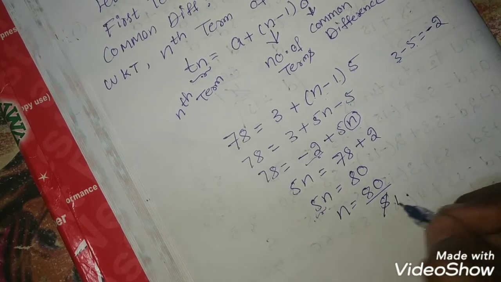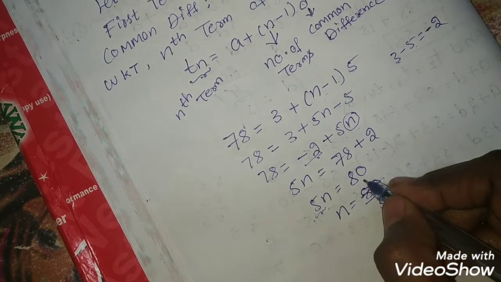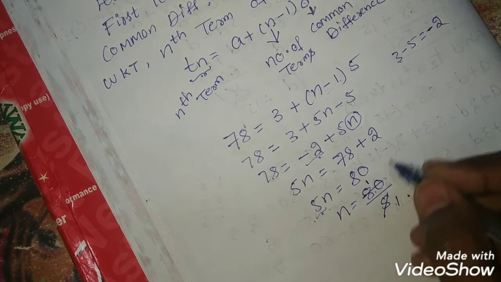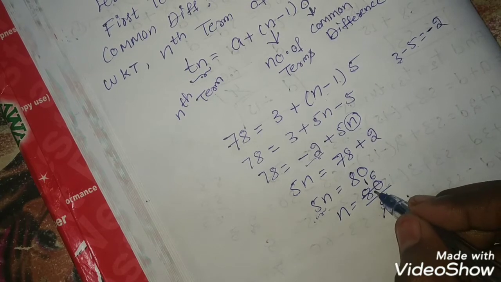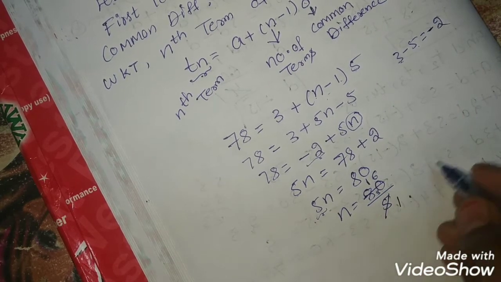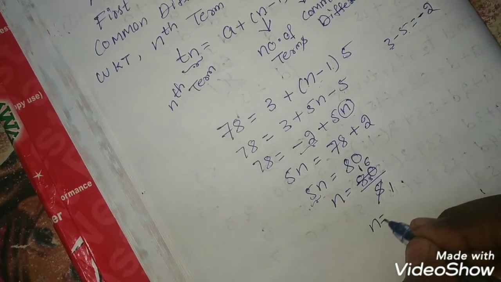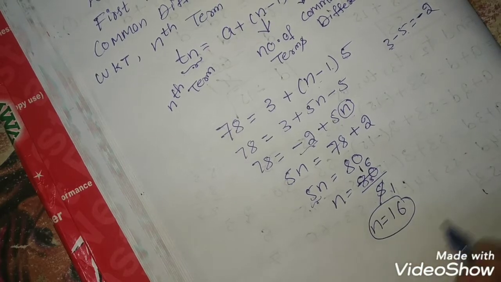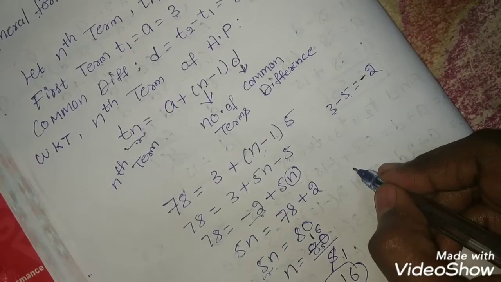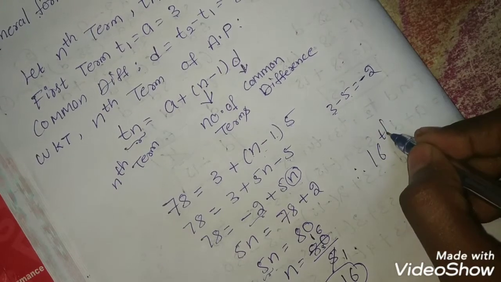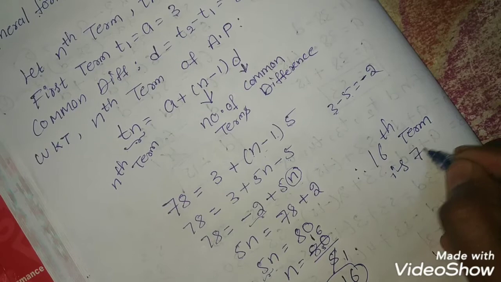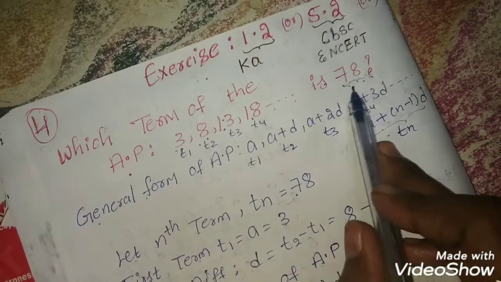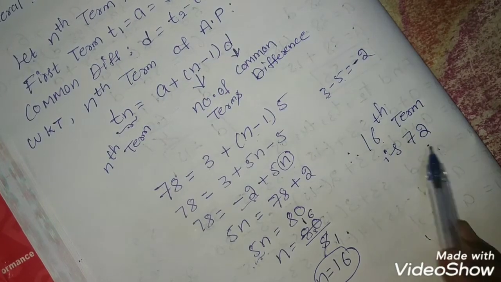5 ones are 5, and the remaining is 3, then 5 sixes are 30. So what is n here? n is equal to 16. So what can we write here? Conclusion: therefore, the 16th term is 78.